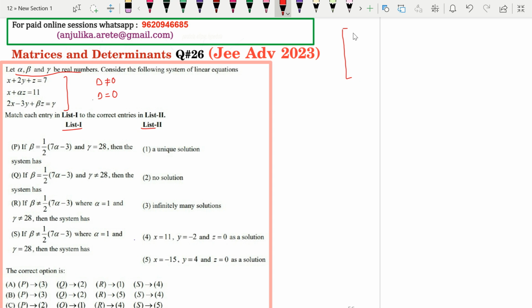You know what a coefficient matrix is? First equation, I will write 1 2 1, and on the right hand side a 7. Second equation, 1 0 alpha and an 11. Third is 2 minus 3 beta and gamma. Virtually, I'm going to write the equivalent set of equations. Let's try to make this 0 and this 0. How do I do that? I will do R2 is R2 minus R1, and R3 is R3 minus 2 times R1.